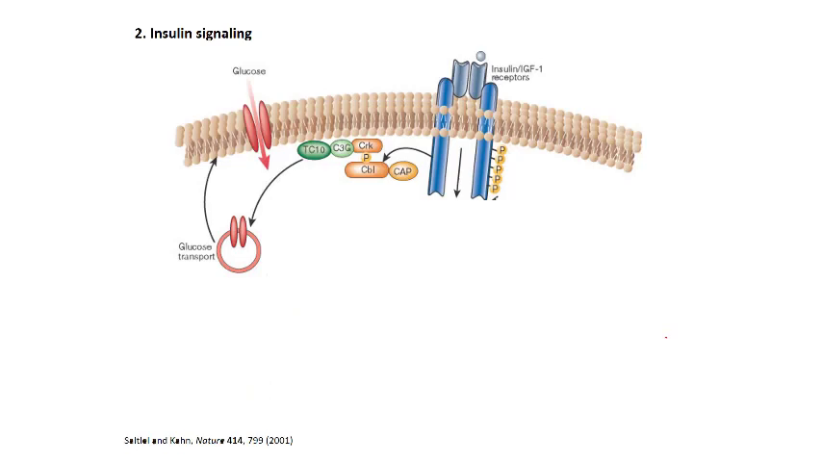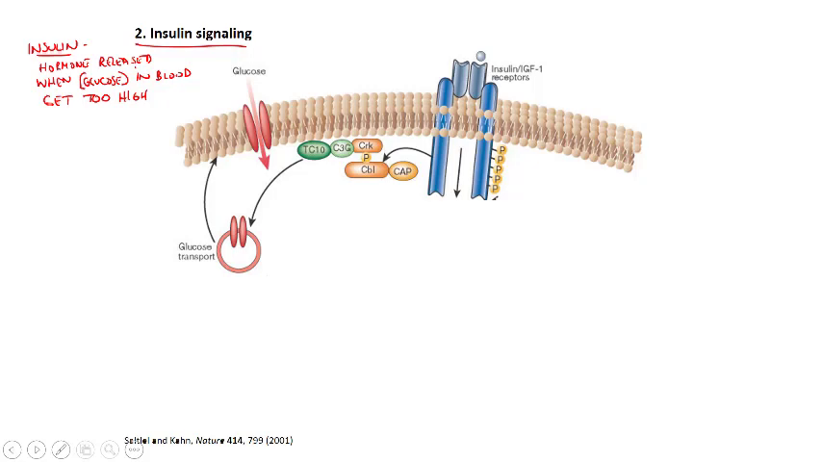All right, one more example. Insulin signaling. So insulin is a hormone that is released by the pancreas of animals when glucose levels in the blood get too high. And not even necessarily dangerously high, just higher than they would be fasting.